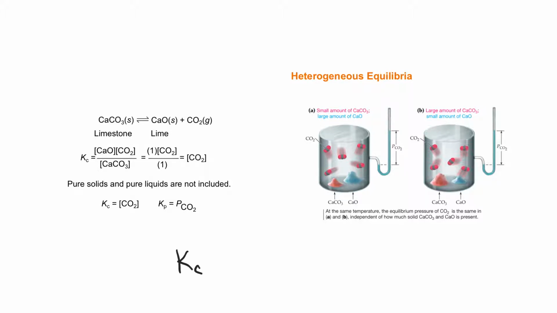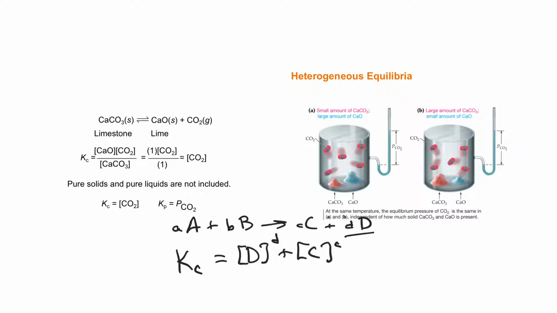So if you were to have a regular concentration, remember you have some kind of a coefficient of A as a reactant, some kind of a coefficient of B, and it's yielding some kind of a coefficient of C, some kind of a coefficient of D. Your equilibrium constant is based upon the concentration of C, that's molarity, raised to the coefficient, and D. C raised to the c, all that on top, and then the concentration of A raised to the a, and the concentration of B raised to the b.